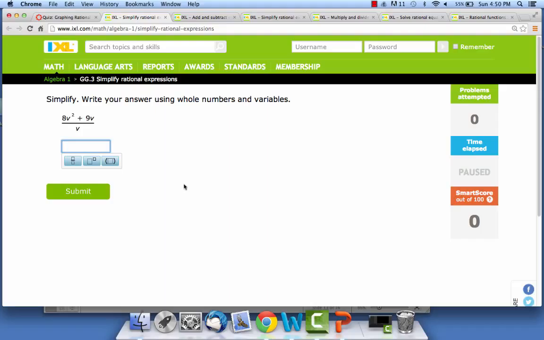So we have first simplify. This is on Excel, obviously, and I'll link to all these. So simplify and write your answer using whole numbers and variables. This is not going to ask us about domain, but I'm still going to mention it kind of as we go. So we have 8v squared plus 9v over v.